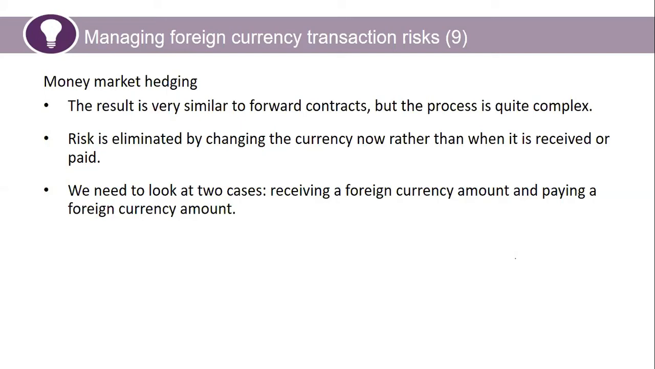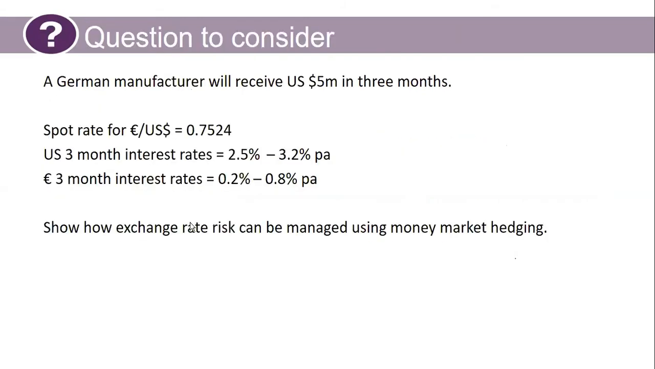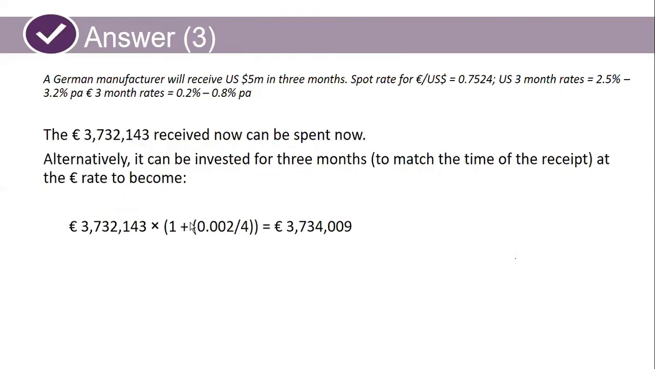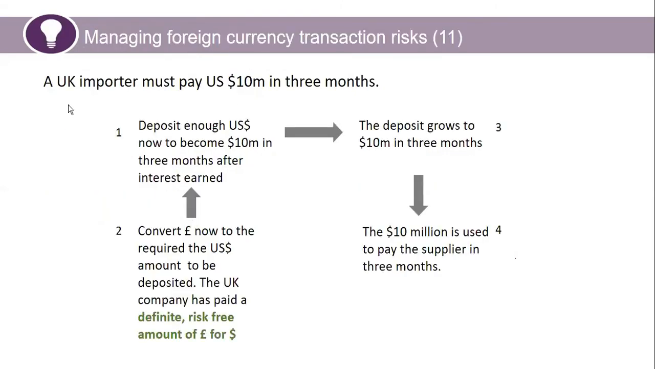Yes, sir. So this money market hedging example we did was when you were receiving a foreign currency. Maybe you are paying a foreign currency. So if you are paying a foreign currency, then what will happen? So this is the scenario. A UK importer must pay US dollar 10 million in 3 months.